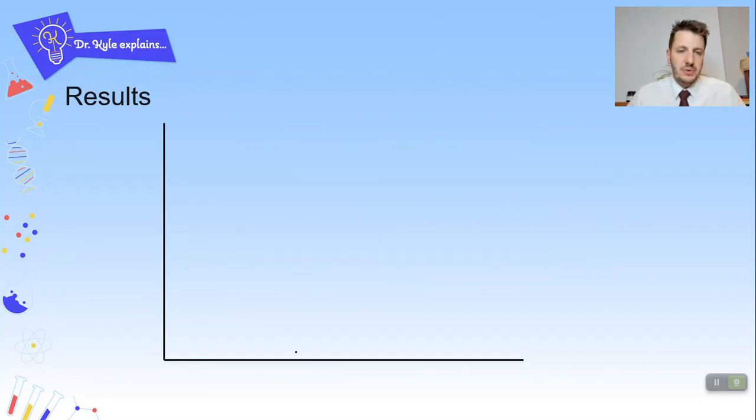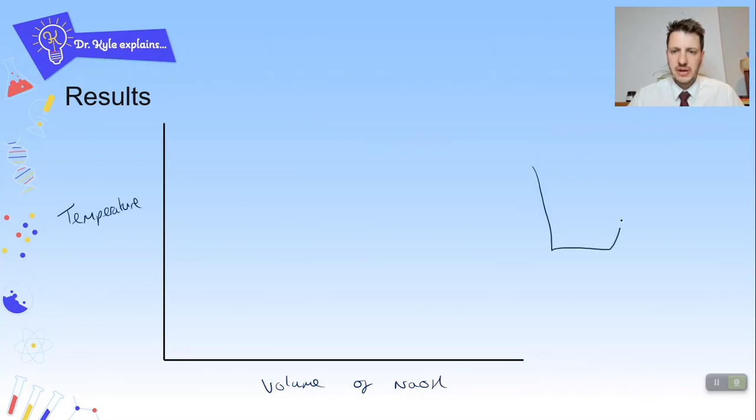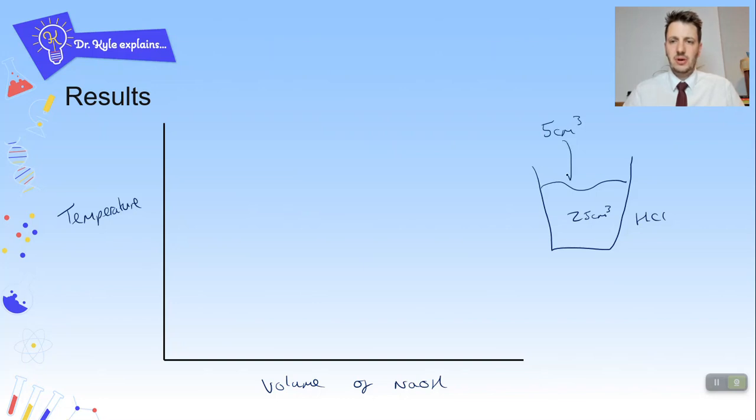So here then, what we would have is temperature up the side here. So remember, your dependent variable is what goes on your y-axis, and your independent variable, the one you're changing, always goes on your x-axis. So here it was volume of NaOH. So let's just think about what's going on here. You had a polystyrene cup, because you're measuring your energy changes, and we had 25 centimeters cubed of HCl, and we were adding in 5 centimeters cubed of NaOH each time.